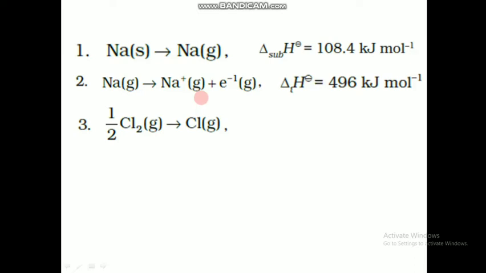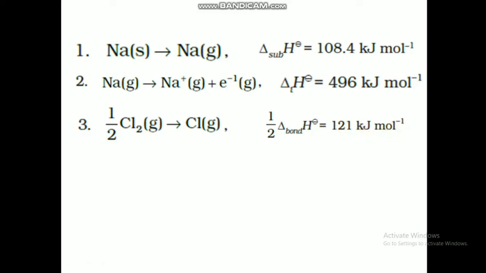Next is the chlorine. We have taken the amount of chlorine which is properly needed for the particular sodium. So we have taken half Cl2, which is half a mole of Cl2 gas, converted to 1 mole of Cl atom. That is the bond dissociation enthalpy or bond enthalpy of this particular molecule. Here half a mole of chlorine breaks down into 1 mole of chlorine atom, and that is the bond enthalpy. As there is just half a mole, it is half the bond enthalpy, an endothermic process of 121 kilojoules per mole.